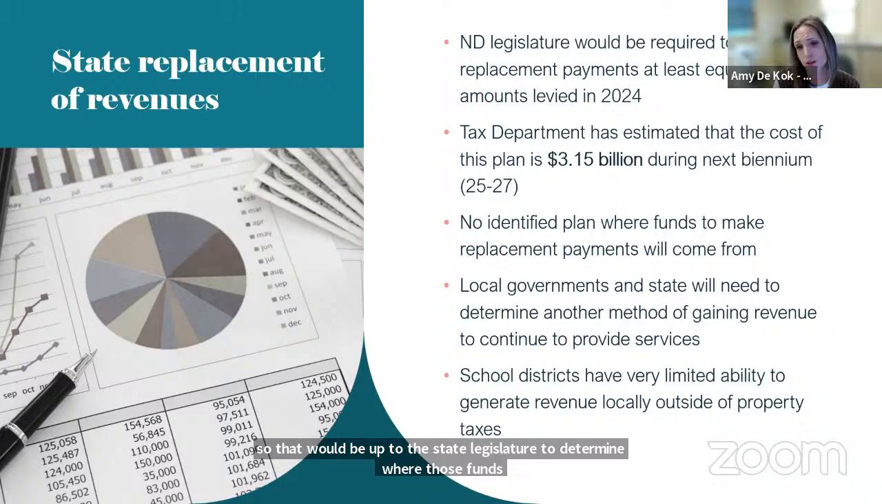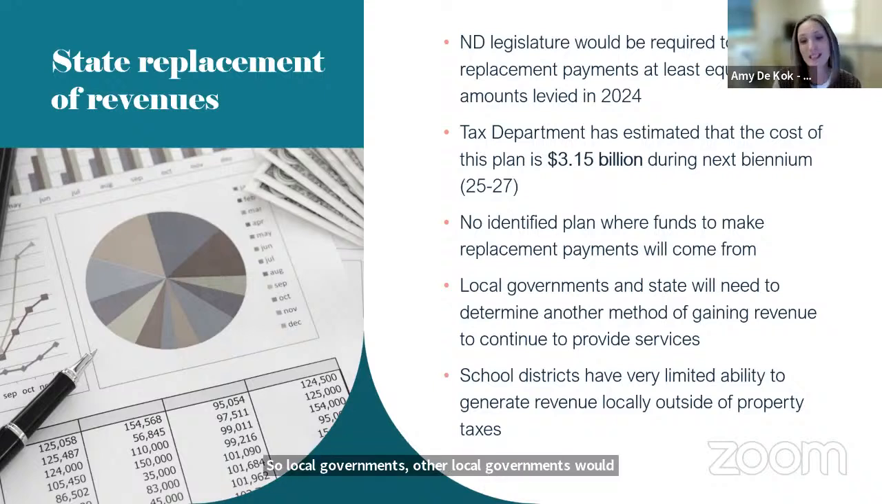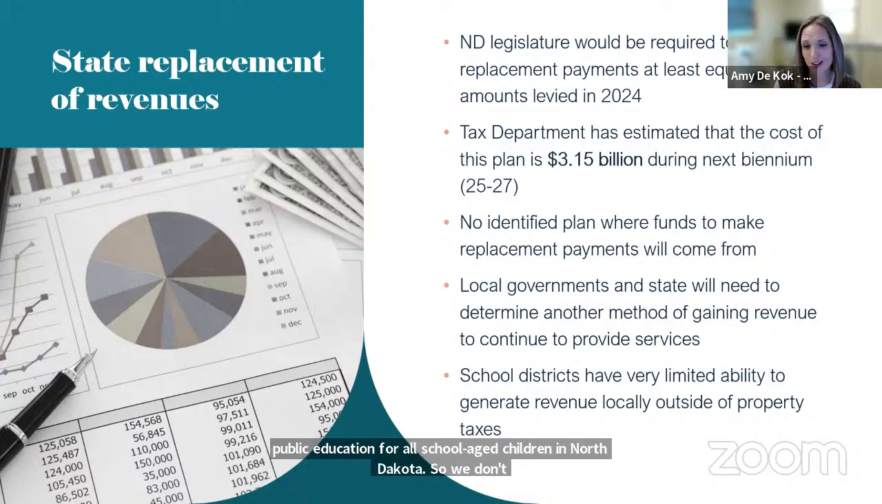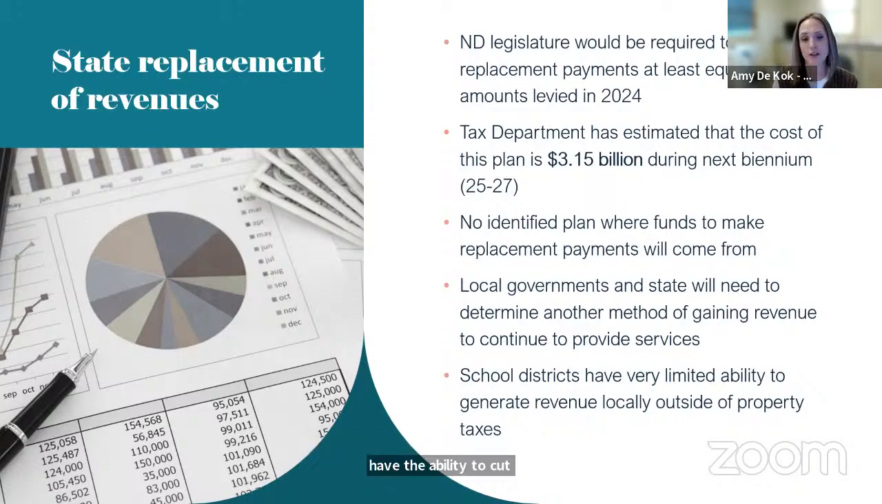So the other local governments would also need to figure out how to replace that local share of revenue to continue to provide the services that we provide. In terms of public education, the state constitution requires that the state provide a free public education for all school-age children in North Dakota. So we don't have the ability to cut the provision of education. I mean, that is a constitutionally required public education system.